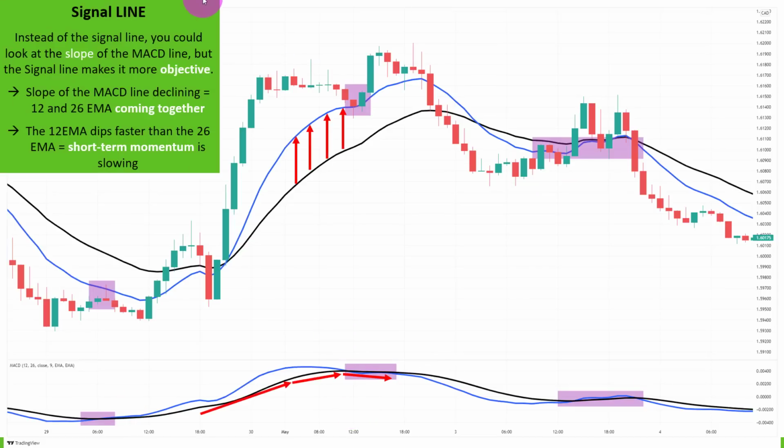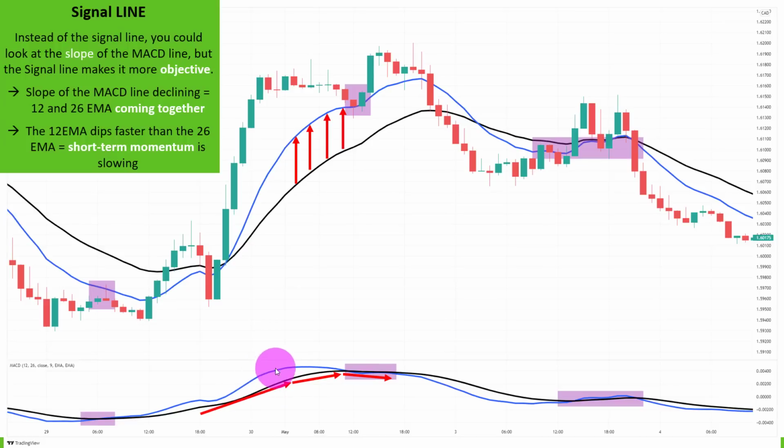So it's very important that we look at the slope of the MACD line and also of the signal line. The slope is actually very important. Is it rising? Is it rising quicker? Is it rising slower than in the past? And what does this tell us? It tells us a lot about momentum. If the MACD line and the signal line are rising quickly, it shows that the momentum is increasing.